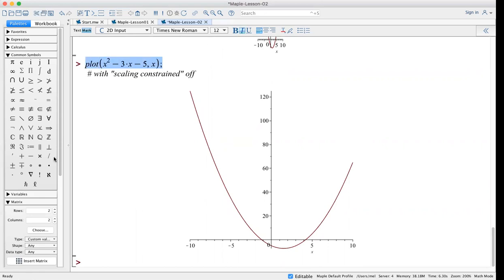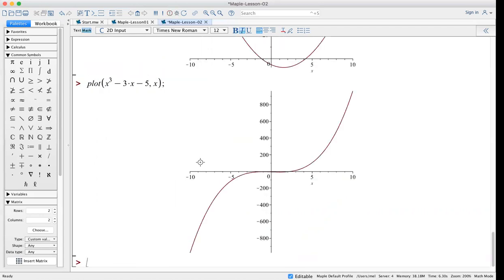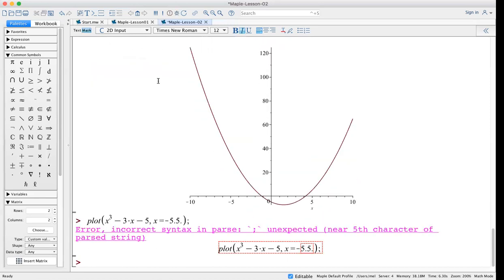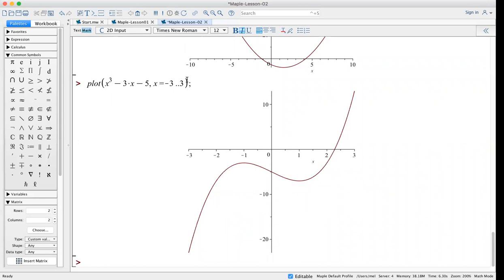Let's see. We had 2 more graphs to plot. One is this cubic polynomial. This is what it looks like. Let me graph it from -5 to 5. Oops, 2 dots. Let me change it. Let me actually graph it from -3 to 3. And now you see the typical behavior of a cubic polynomial.